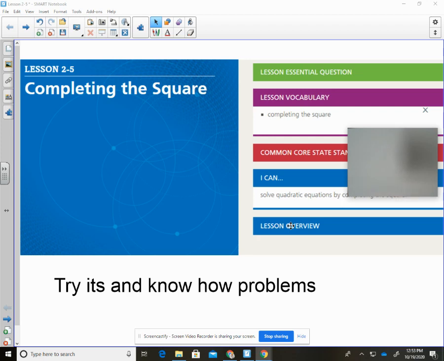Okay, folks, this is my second attempt here. For some reason, Screencastify didn't want to upload, so we're going to try to take a shot, and hopefully you remember completing the square from Algebra 1.